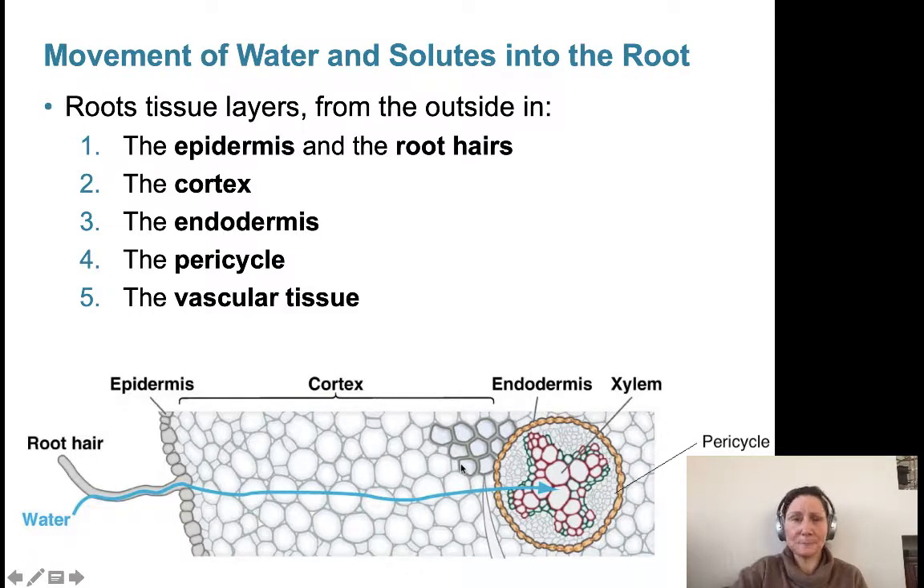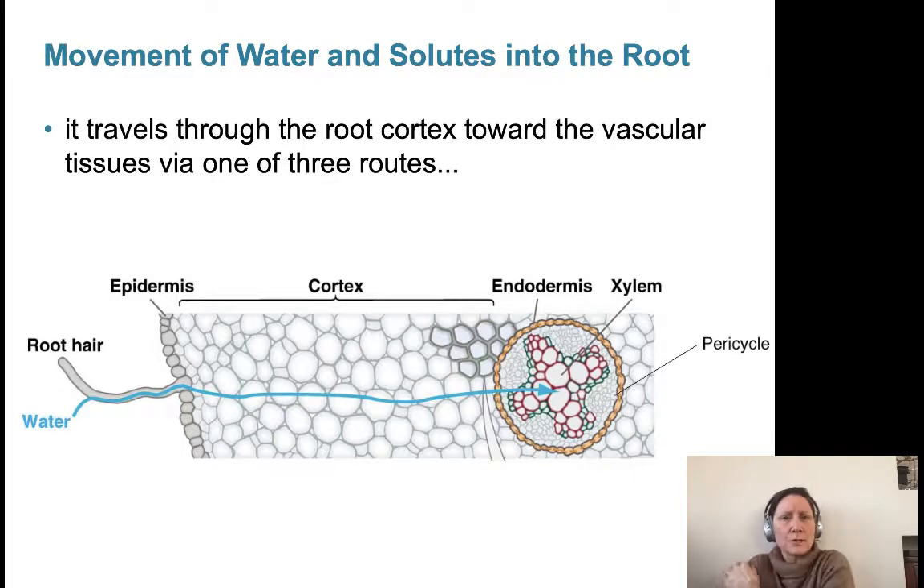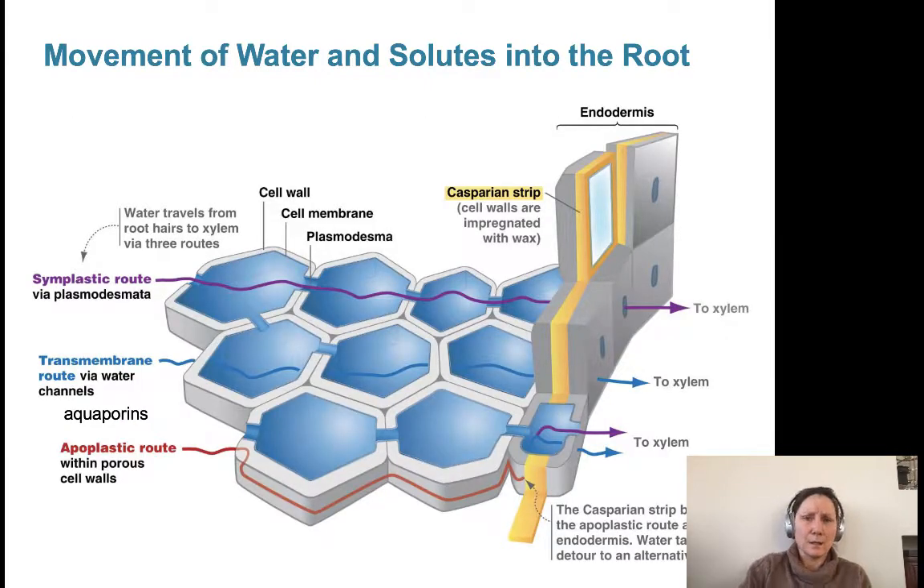So how does it do that? It's going to do this along a water potential gradient, and let me show you how that works. So it's going to travel along this blue trail through three possible routes. This is a figure from your book. So the three routes are the symplastic route, the transmembrane route, and the apoplastic route. So let me go through this briefly.